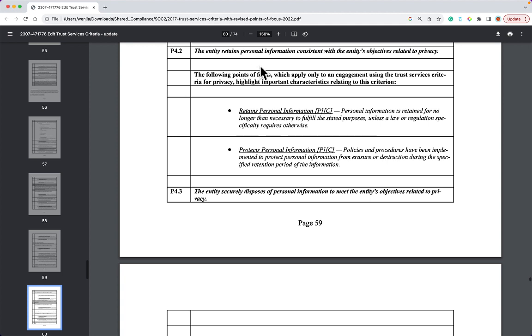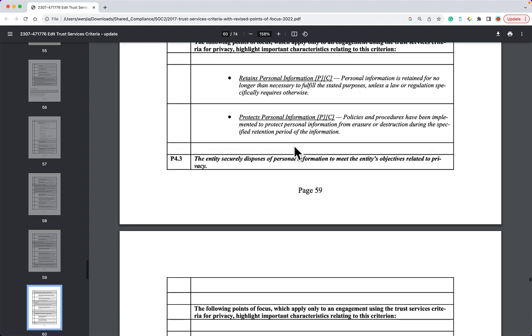Next one, the entity retains information consistent with the entity's objectives related to privacy. Yeah, you need to store the information, you need to gather the information, but you cannot keep the information longer than the corresponding requirements of regulation.